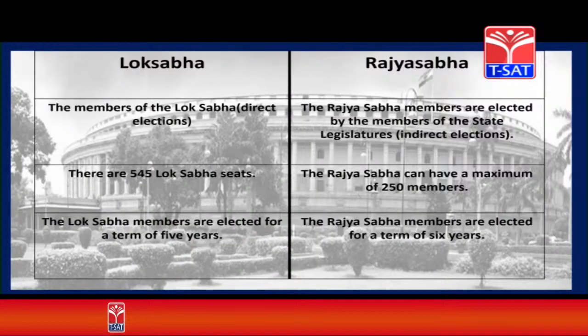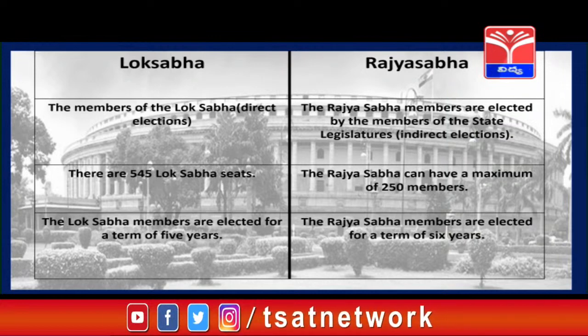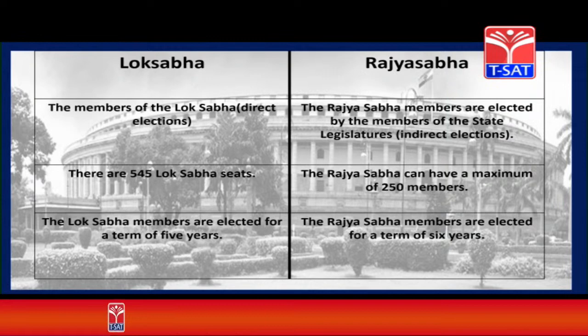As far as the members of the Rajya Sabha are concerned, the Rajya Sabha can have a maximum of 250 members. They cannot exceed the limit of 250. Now children, do you remember when these elections are held? Yes, these elections are held every 5 years. That means the members of the Lok Sabha are elected every 5 years and the members of the Rajya Sabha are elected for a term of 6 years.